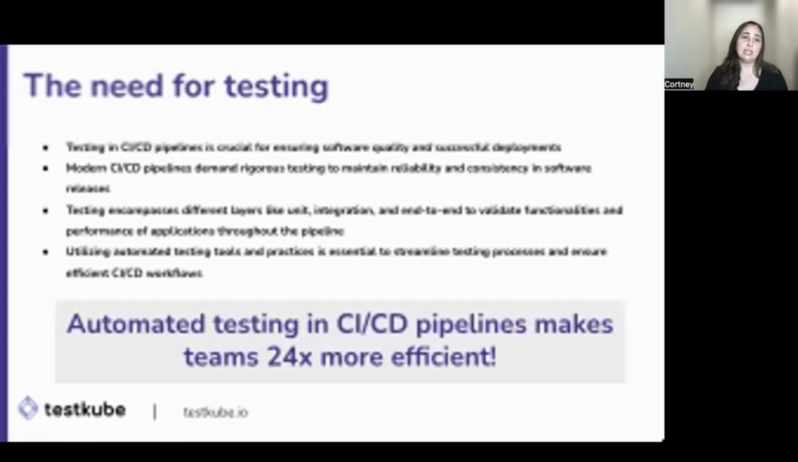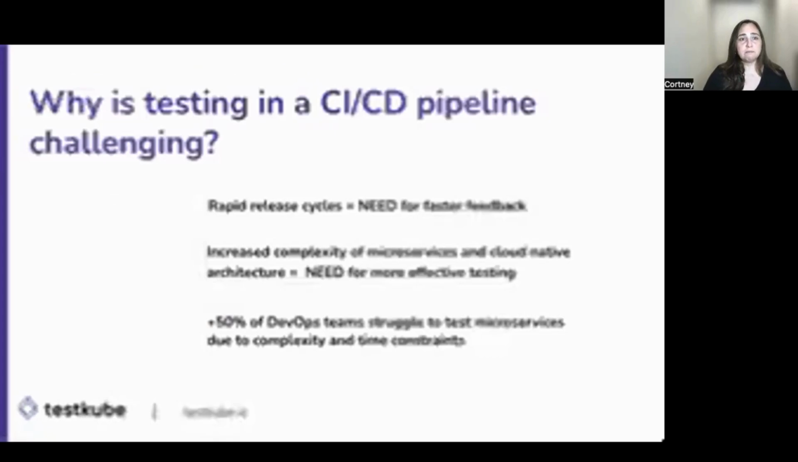That's a big number, 24 times. So even though we know that automating your tests is important, it still continues to be kind of a sticky point for people and is really challenging. So why is testing in CI/CD pipeline so difficult? Well, there's a lot of reasons. While CI/CD pipelines are designed to accelerate software delivery, they also introduce some testing challenges, right?